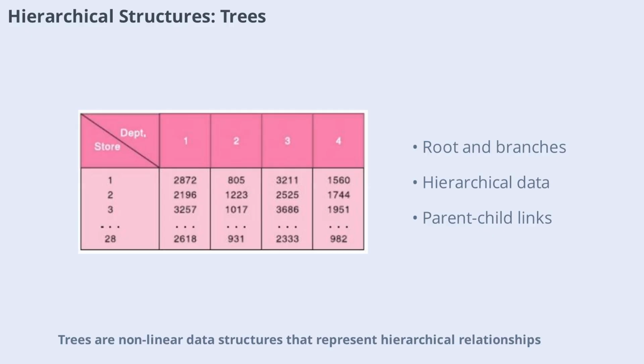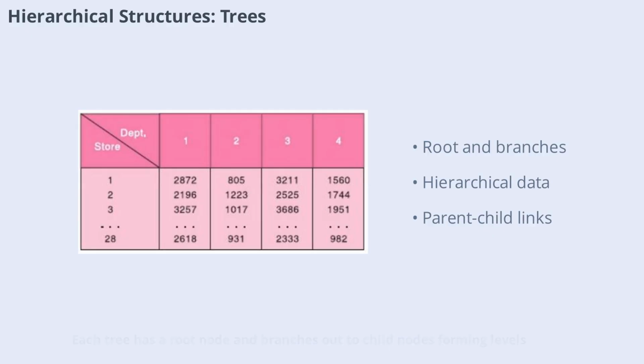Trees are nonlinear data structures that represent hierarchical relationships. Each tree has a root node and branches out to child nodes, forming levels. For example, an employee record can be structured as a tree, with group items like name and address further divided into sub-items. Trees are widely used in databases, file systems, and organizational charts to model parent-child relationships.